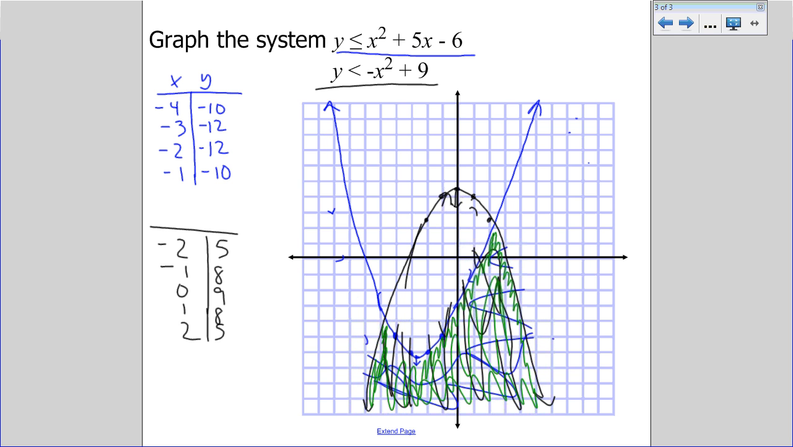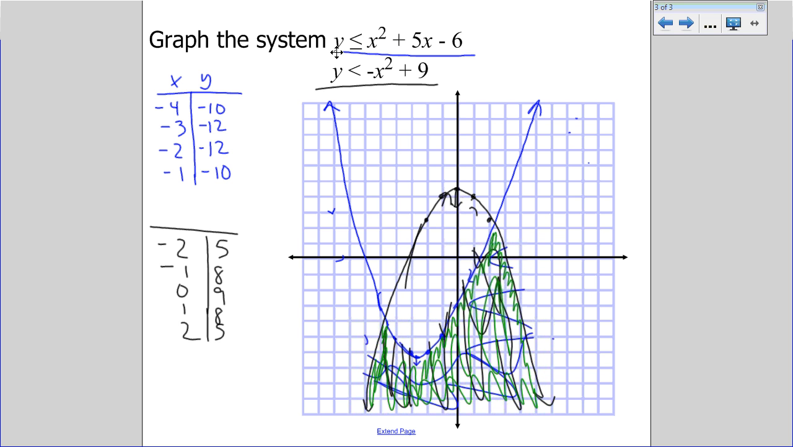this is what your darkened in region should look like. Let me try and get rid of it. That's what your darkened in region should look like. It should follow along the back side of that blue parabola, but staying inside your black one. Okay? Any questions, ladies and gentlemen?